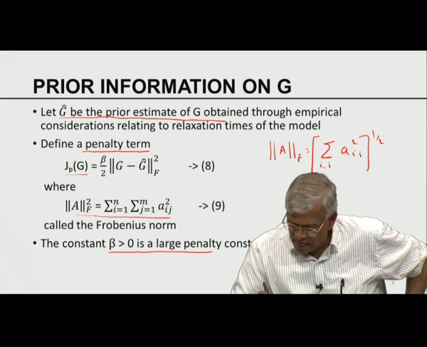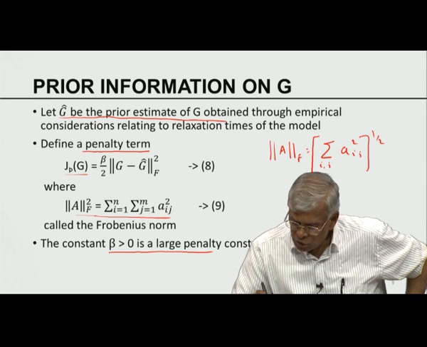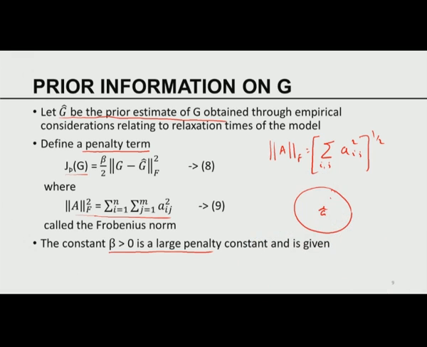In other words, I have G hat here. Do I want my G to be in a sphere of radius dictated by the value of beta? If beta is small, you have more freedom for G. If beta is very large, the norm is large and it will not come to a minimum. So if beta is large, the only way to minimize it is to force G towards G hat, so that G minus G hat will be much smaller. That is the idea of the penalty term.